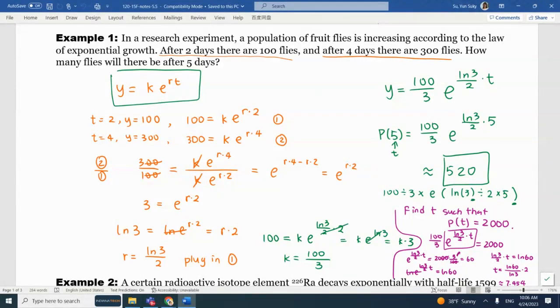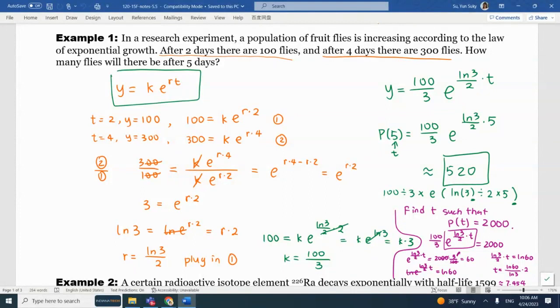If you plug in your calculator and then you get a decimal, that's not exact. You only use your calculator at the very last step. So therefore, we plug in one of the equations to find the k. So then we plug back into this formula. Okay, we get k is 100 over 3. R is ln of 3 over 2.